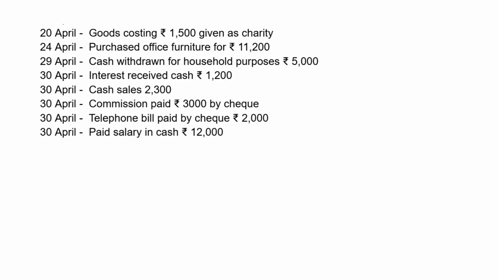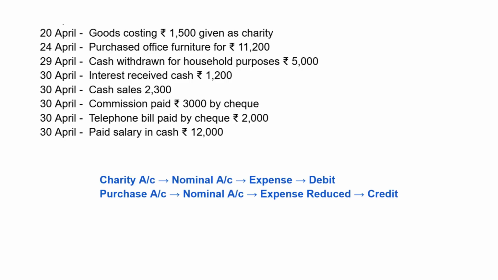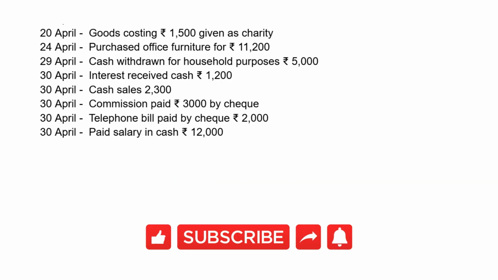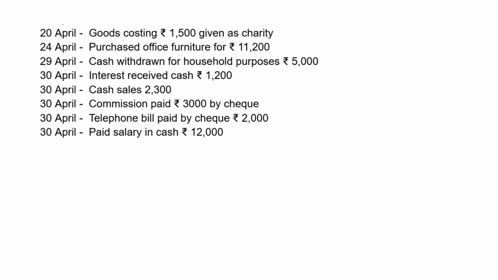See, whenever goods go out but not sold, like charity, drawing, or samples, you credit purchase account because goods are decreasing. In short, purchase account decreases. Here, two accounts affected are charity account and purchase account. Charity account, it is nominal account because charity is an expense. So, debit all expenses. And purchase account is nominal account and it is an expense. So, it is credited. Let's see how we'll record it.